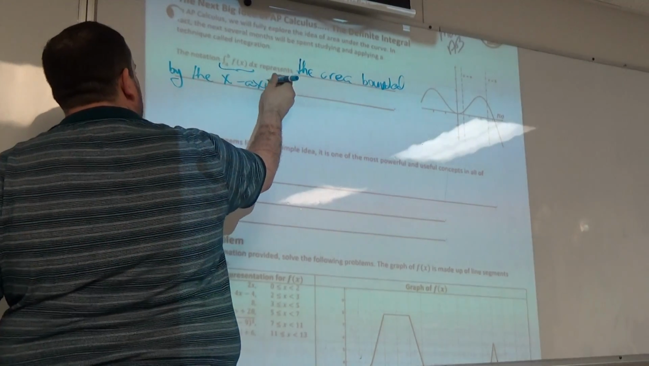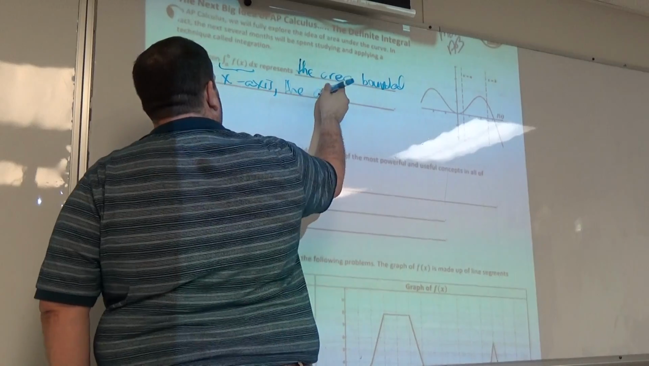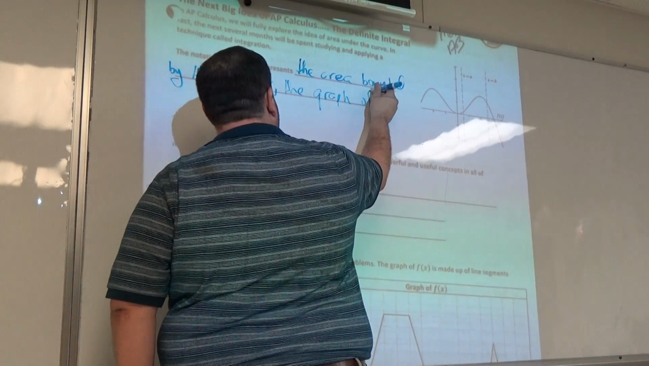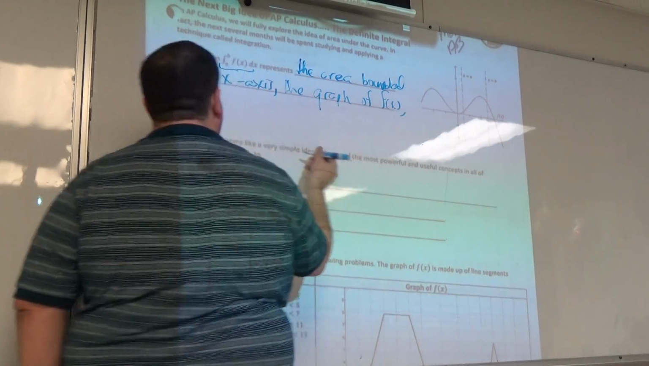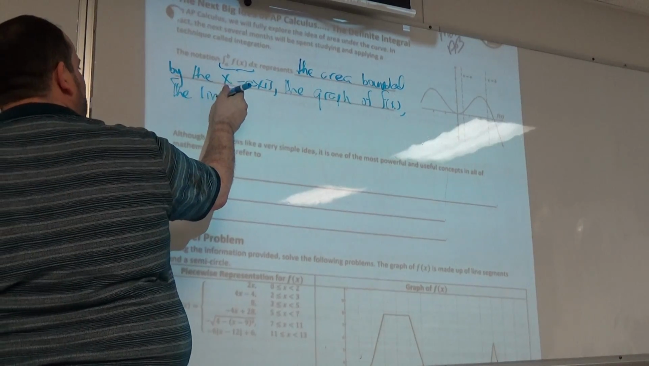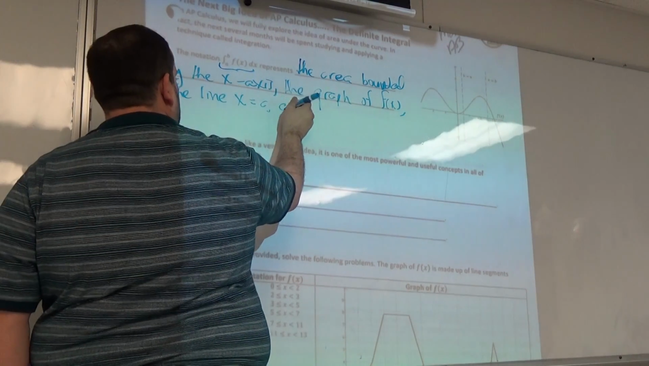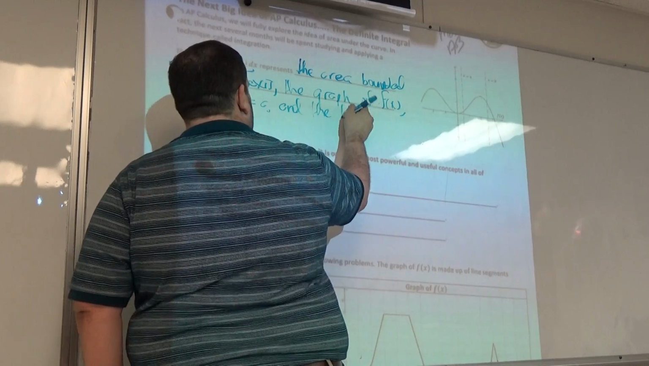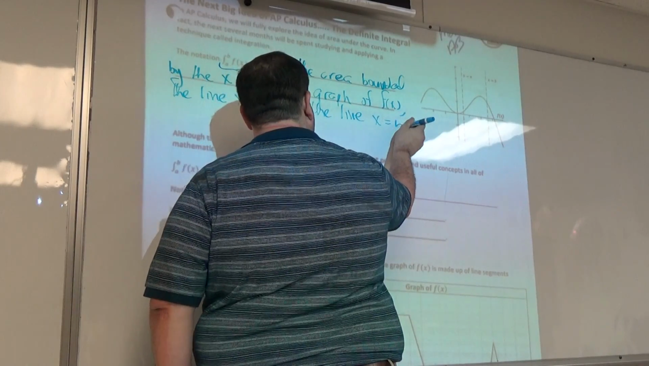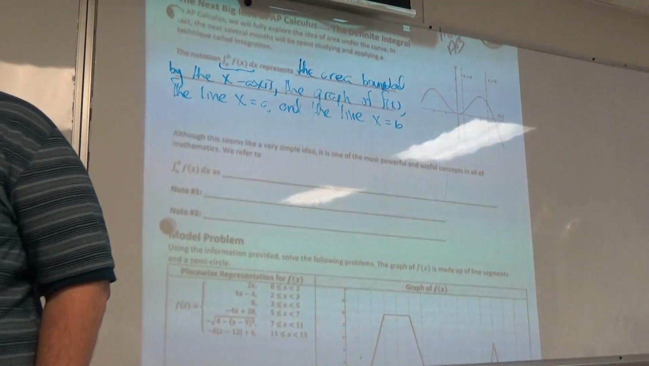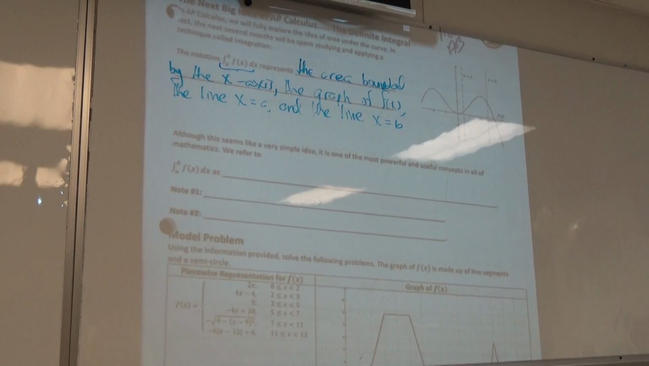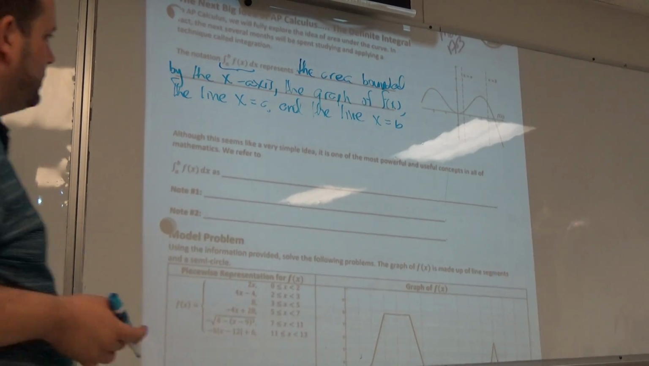Bounded by the x-axis, the graph of f of x, the line x equals a, and the line x equals b. That symbol, which we're going to call the definite integral, just means area. That's all. You guys have been studying area for a very, very long time.